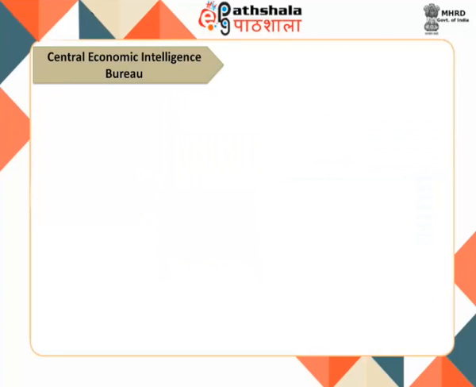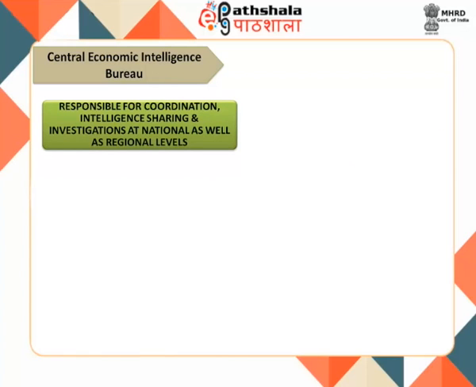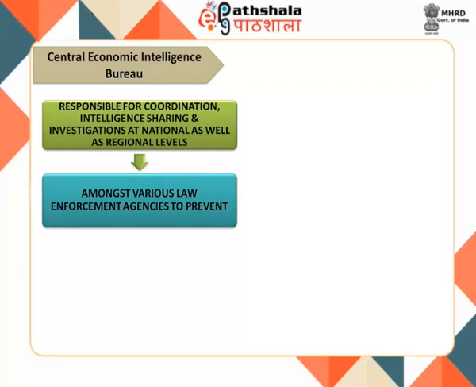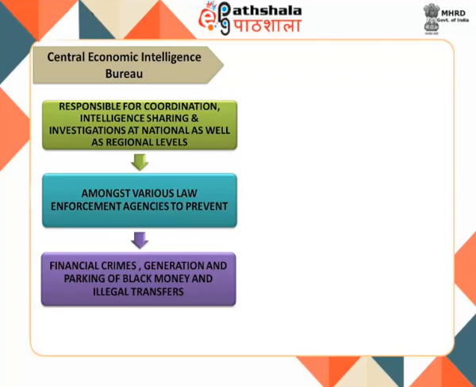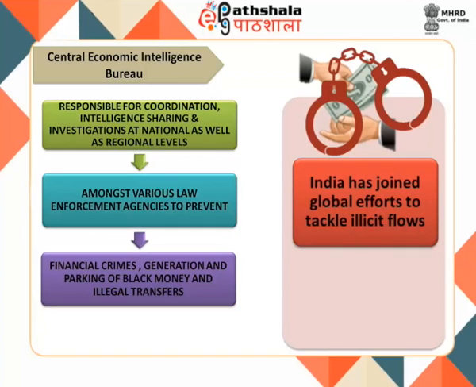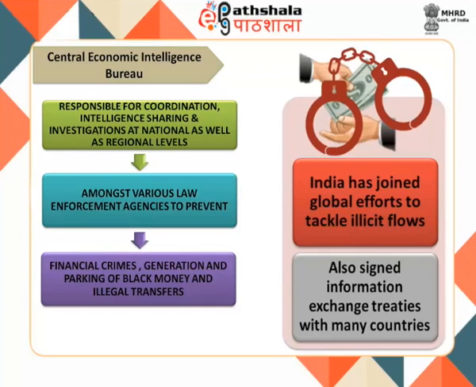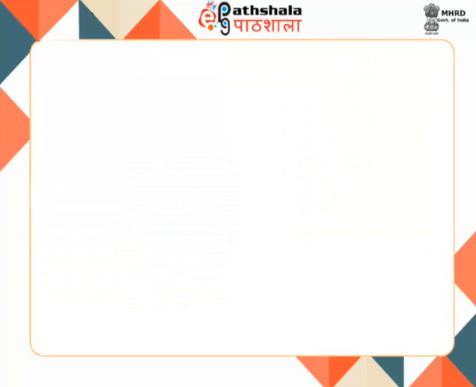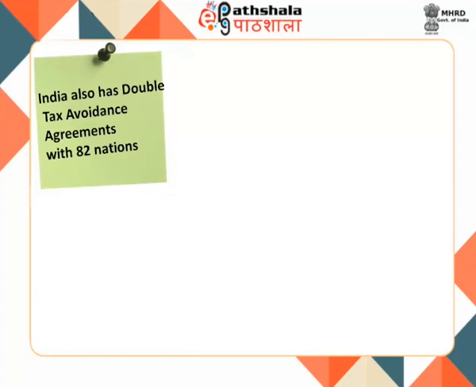The Central Economic Intelligence Bureau is responsible for coordination, intelligence sharing, and investigations at national as well as regional levels amongst various law enforcement agencies to prevent financial crimes, generation and parking of black money, and illegal transfers. India has joined global efforts to tackle illicit flows and also signed information exchange treaties with many countries. India also has double tax avoidance agreements with 82 nations, including all popular tax haven countries.